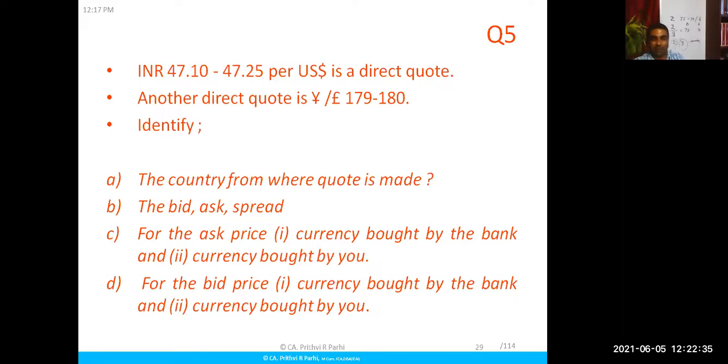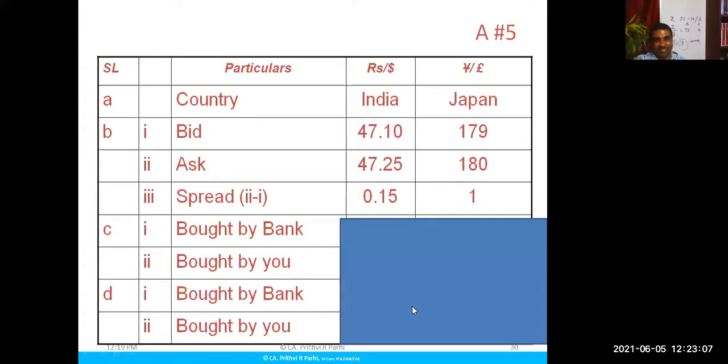What is the thing that you are buying? You are buying dollar, which means the bank is selling. Right. Similarly, answer me the second part, that is for the bid price. Suppose rupee by dollar is equal to 47.10. The currency bought by the bank is dollar, and the currency bought by you? Rupee. Bank is selling means you are buying. So this is the answer to that question.